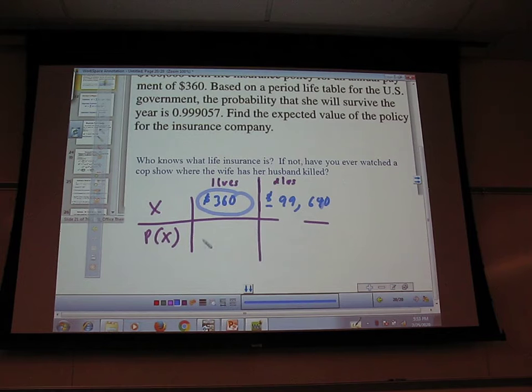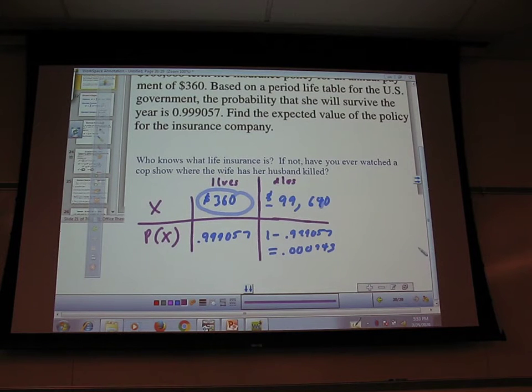All right, so what's the probability that she lives, guys? Yeah, so what's the probability that she doesn't live? 1 minus that. Should I do that instead? Is that better? Yes. 1 minus 0.999057, which equals 0.000943.